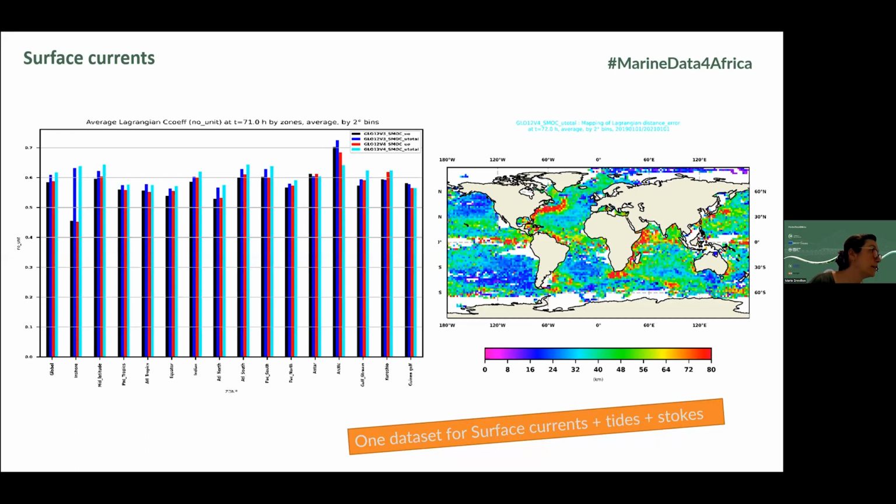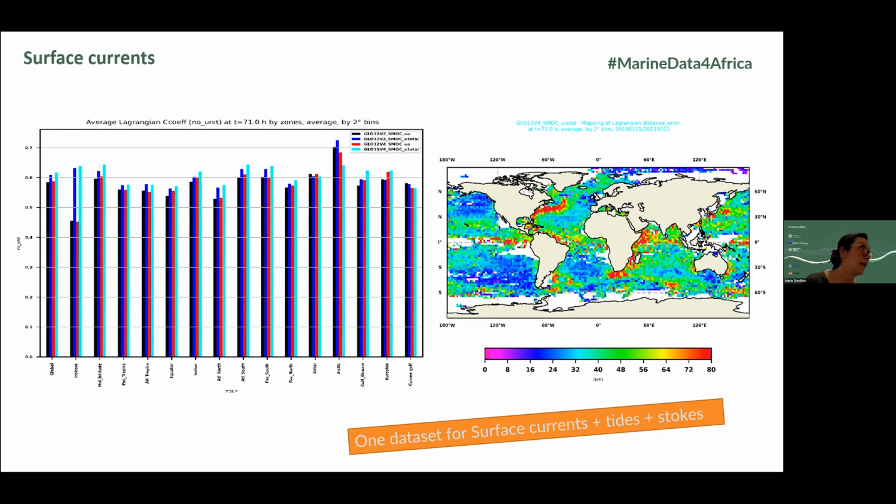So you can see that the correlation is quite nice. It's over 0.6 in many areas of the ocean. So maybe this is very small, but this is the global ocean. And there is also here the tropical Atlantic. It's nearly 0.6 on average over all the tropical Atlantic.